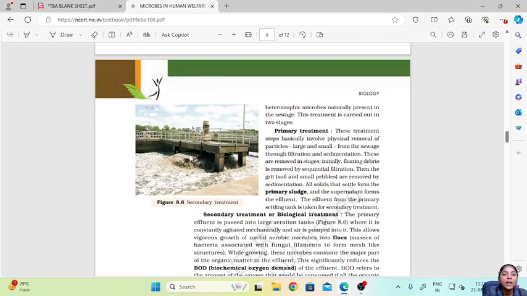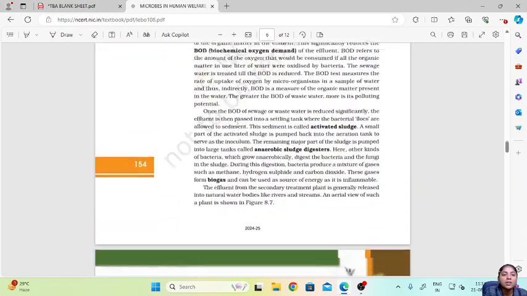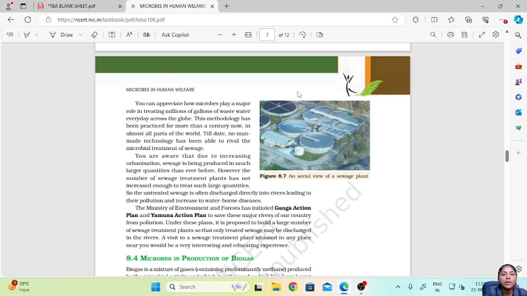See, these are the aeration tanks in the sewage treatment plant. This is the aerial view of a sewage treatment plant.